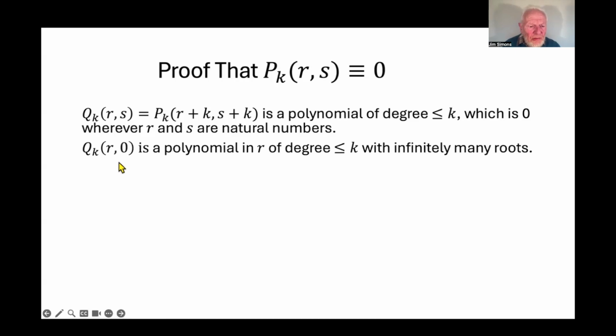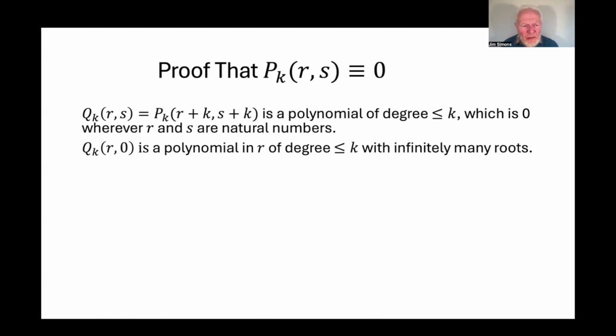Okay, right. So now we consider this thing. We set s equal to 0. And what we get then is a polynomial in r. Just an ordinary, plain old-fashioned polynomial in r of degree less than or equal to k, but it's got infinitely many roots all along the x-axis, if you like, well, the r-axis.